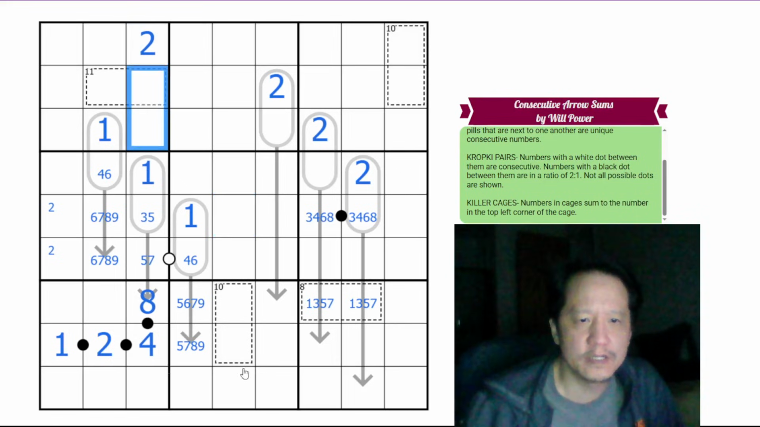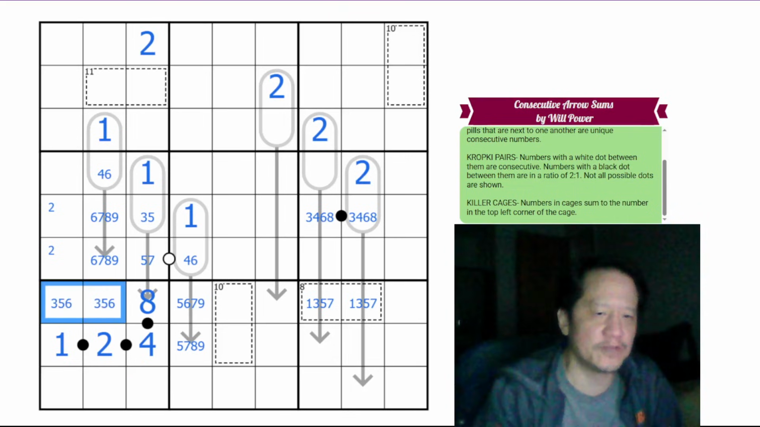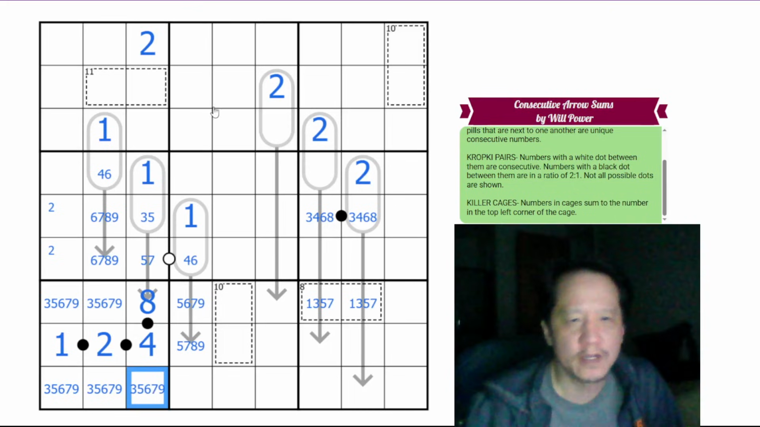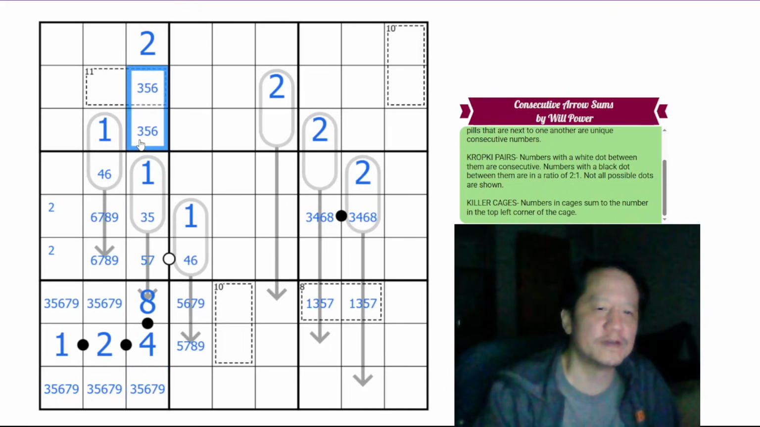Remaining digits in column. Well, let's not do that. Let's do remaining digits in this lower left-hand box. It's 3, 5, 6, 7, 9. Okay. And actually, it's the same here. This is 3, 5, 6, 7, 9.